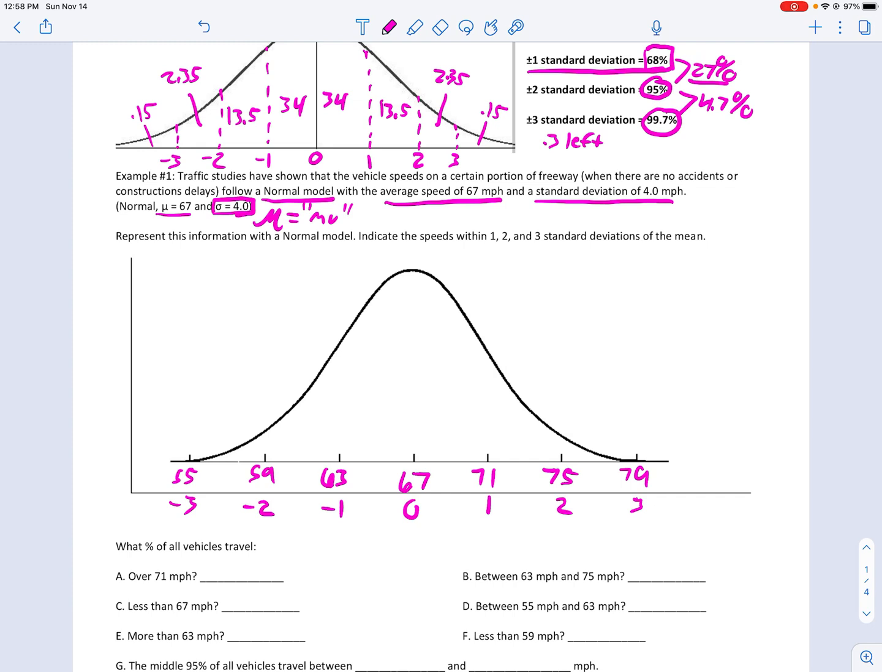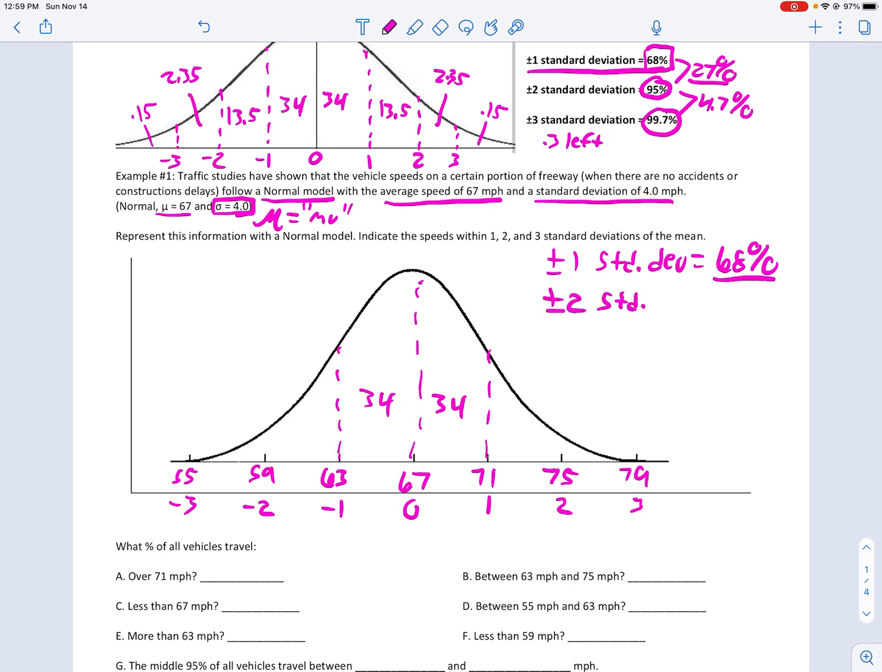Okay, so if you're within 1 standard deviation of the mean, right? Remember, plus or minus 1 standard deviation, that's 68% of the data. So this would be 34 and 34 because it's symmetric. It's split into 2. If you're within 2 standard deviations of the mean, that's where 95% of the data falls.